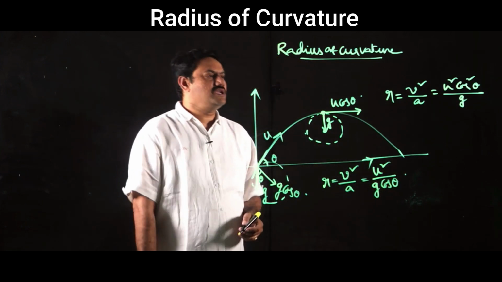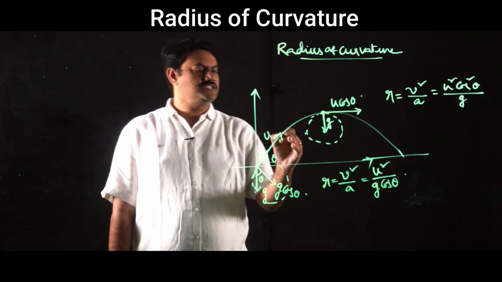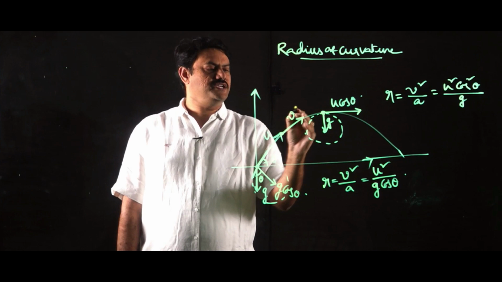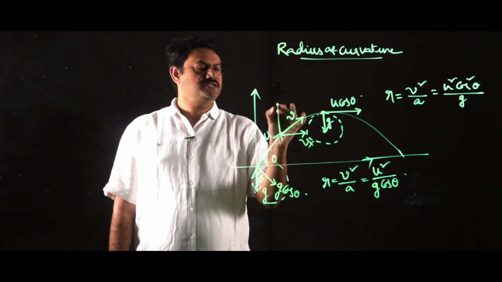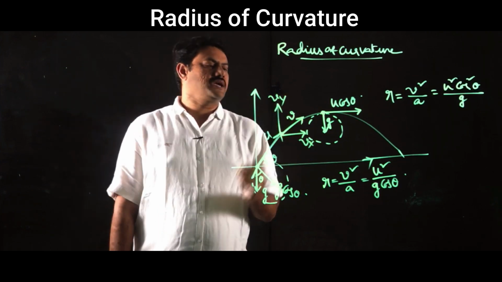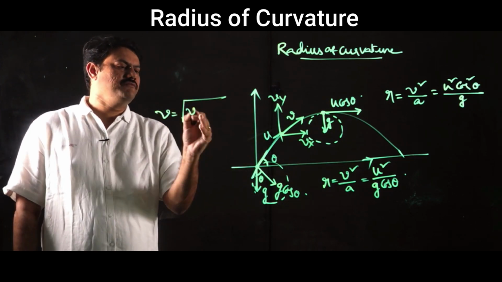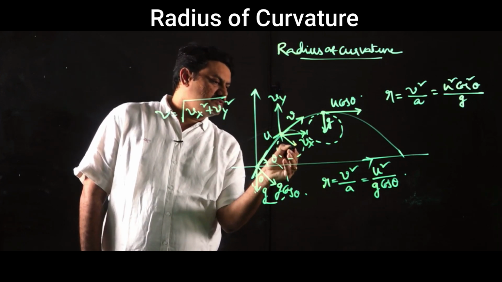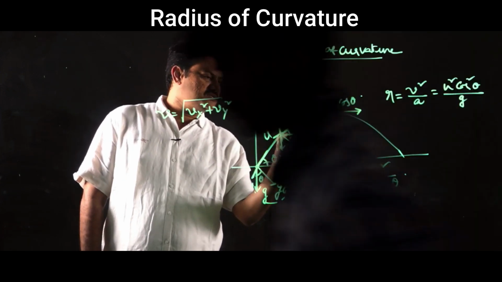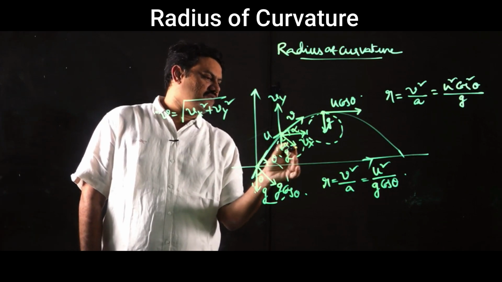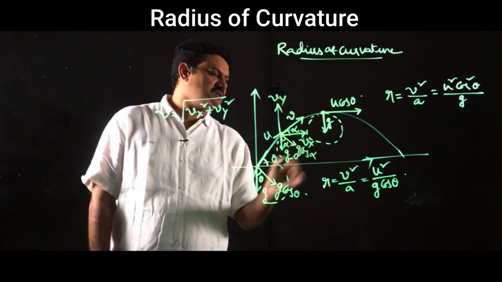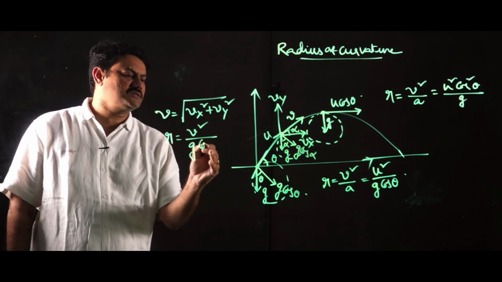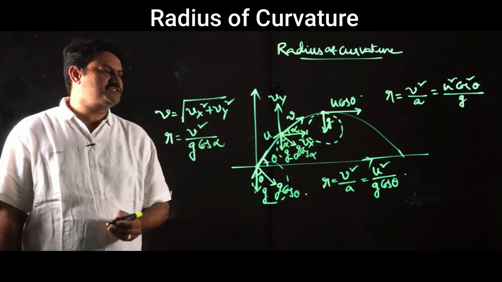If you want to calculate the radius of curvature at any point in its path, first calculate the velocity along the tangential direction. So this is v, and the horizontal component of velocity is vx and the vertical component is vy. Then the velocity v is equal to root over vx square plus vy square. Next, draw a circle and the acceleration towards the center. Acceleration is g, if it makes an angle alpha, and here also angle alpha, so the acceleration along this direction is g cos alpha. So r is equal to v square by g cos alpha. Here v is equal to root over vx square plus vy square.